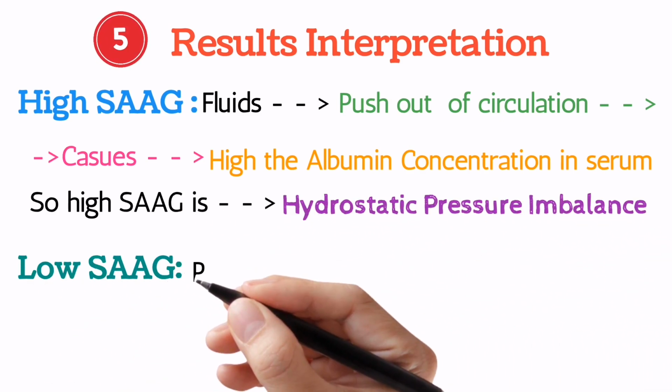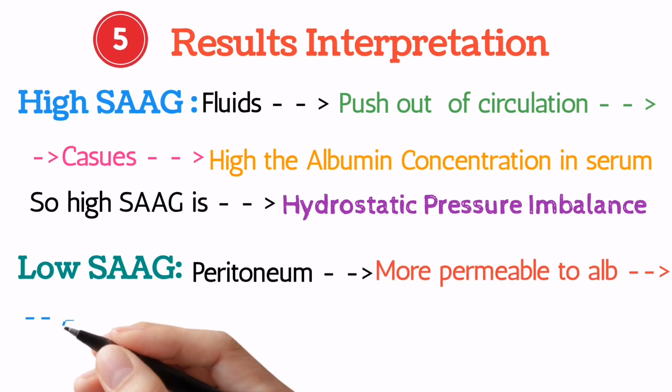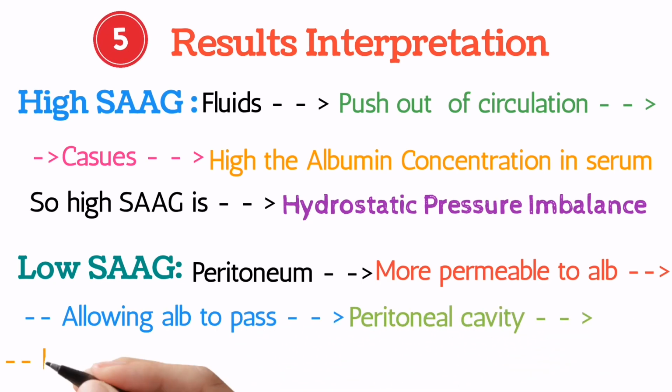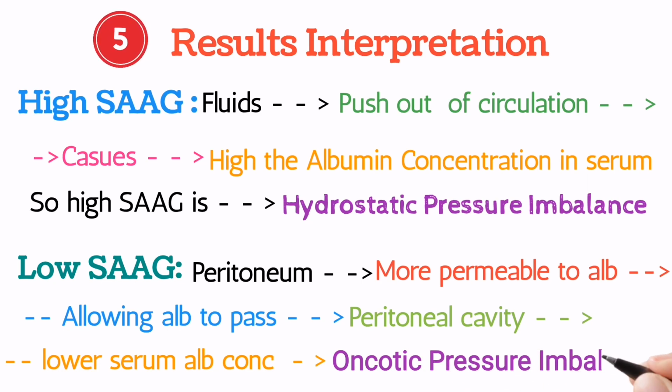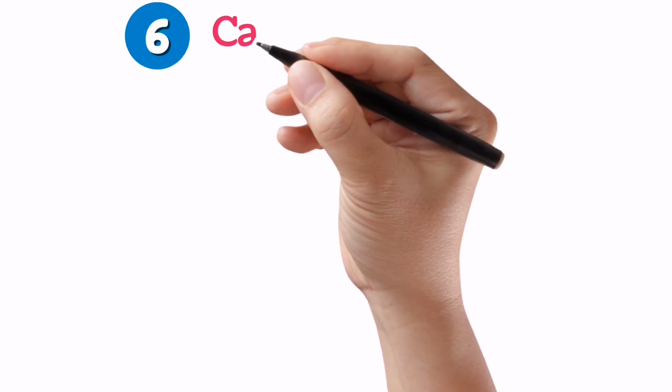And in case of a low SAAG value, that suggests that the peritoneal membrane is more permeable to albumin, which allows albumin to push out into the peritoneal cavity, lowering the serum albumin concentration, and it also tells us it is due to an oncotic pressure imbalance.